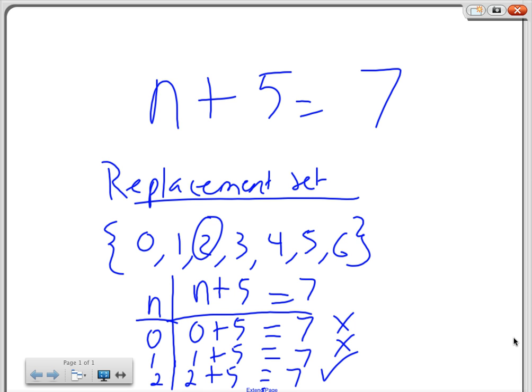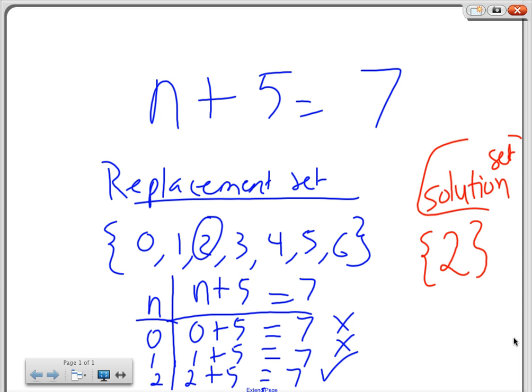Is that correct? So we take that and we put it into another set. Notice every time I say a set of numbers, I have to use that curly brace. Okay? And that is our answer. We put it into our set, and we call this a solution set. That's it. Question on that? On what is an open sentence, what a replacement set is, and what a solution set is.